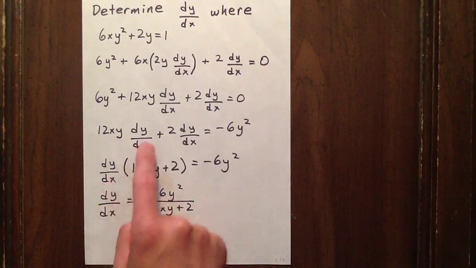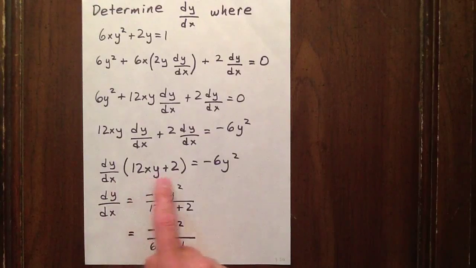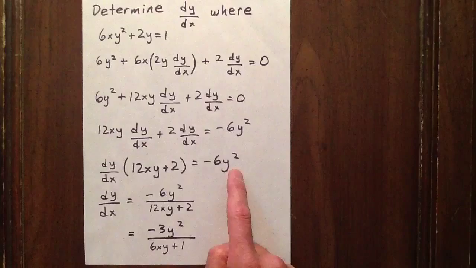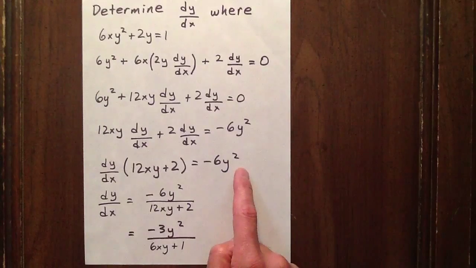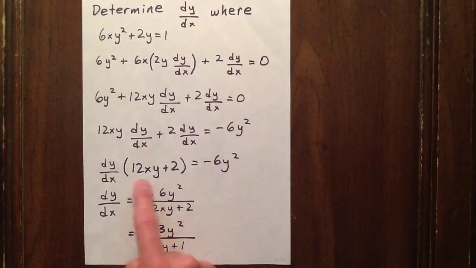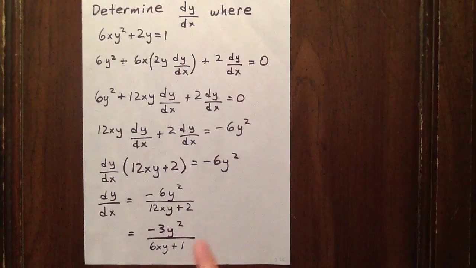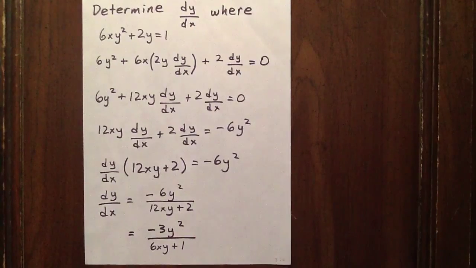What we can then do is factor out dy/dx, and we have 12xy plus 2 as our second factor. And now what we can do is divide each side by 12xy plus 2, and we get here. We notice at this point that we can actually factor 2 from both the numerator and denominator. We do that and simplify our expression as shown.